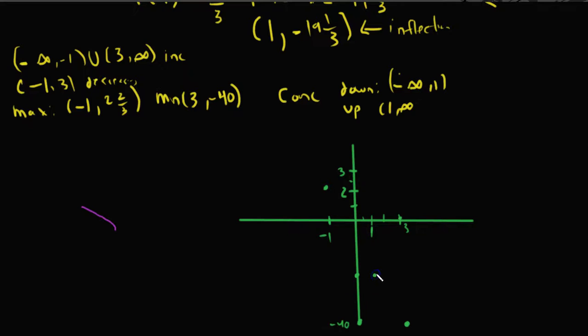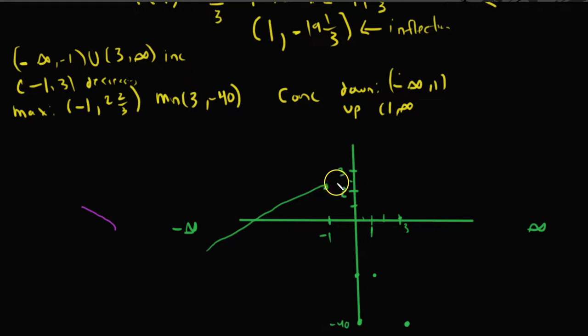At this point, the concavity will change. So we can sketch the graph here. And we know on the interval, let's call this negative infinity and infinity. From negative infinity to negative 1, from here to here, it's increasing. So we have to be increasing, and obviously we're going to increase all the way to our max. And now from negative 1 to 3, we note that it's decreasing.